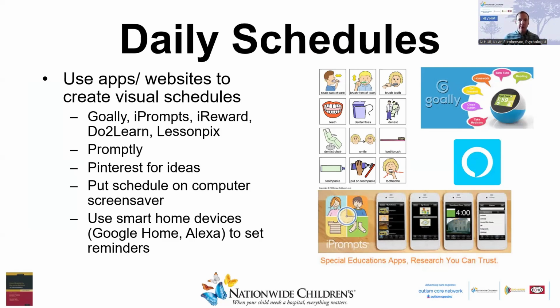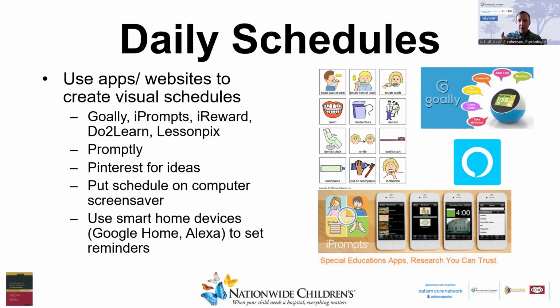Daily schedules are a good example of that, of having autistic kids know what to expect and what's going to happen in that day. Removing that uncertainty can be really impactful, really empowering. And so there are different apps and websites that are useful to create visual schedules. Here's a list of different things.